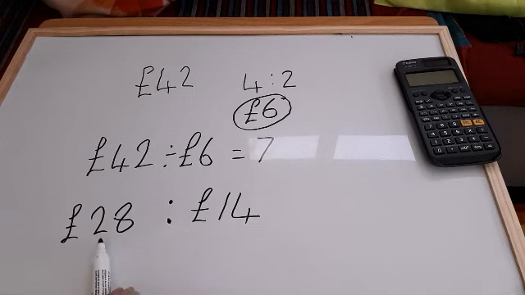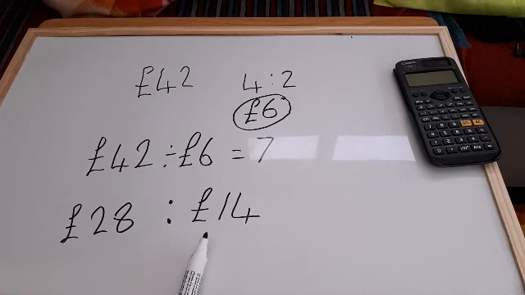And when we add these together, which you should do after you've completed a ratio share, 20 and 10 is 30, 8 and 4 is 12. We're back to our £42. We know we've shared the right amount out.